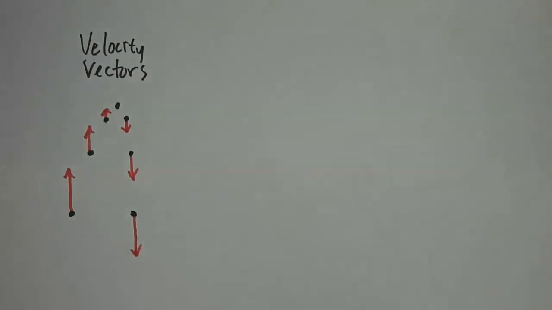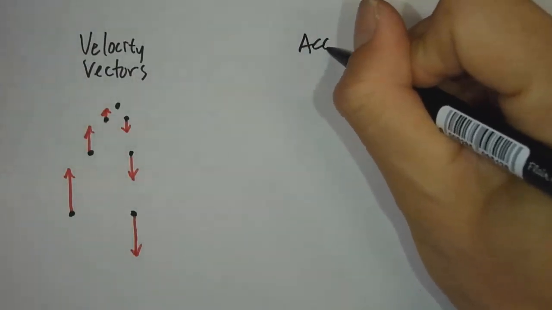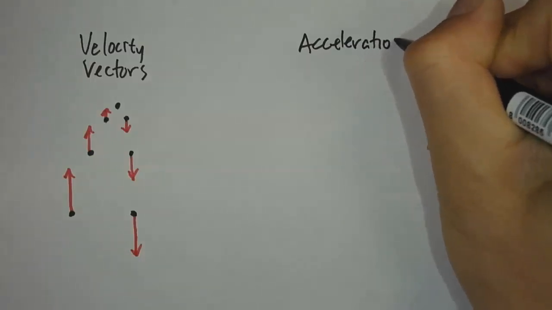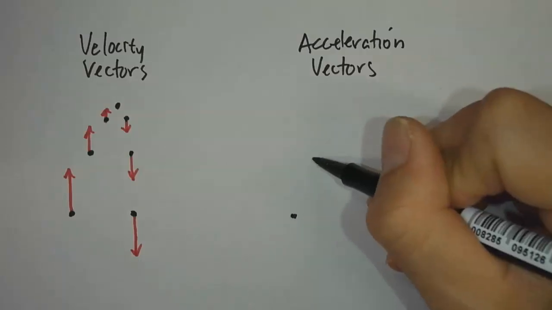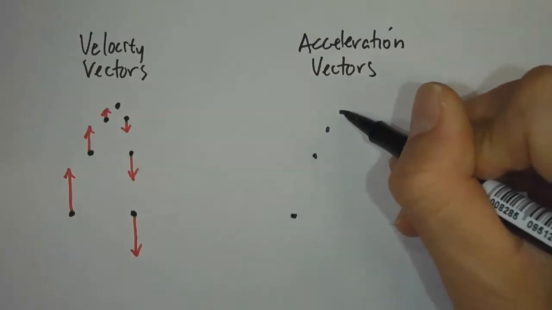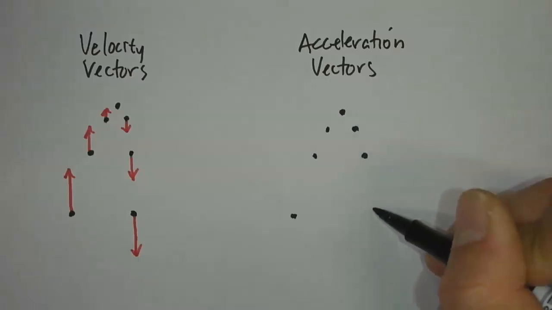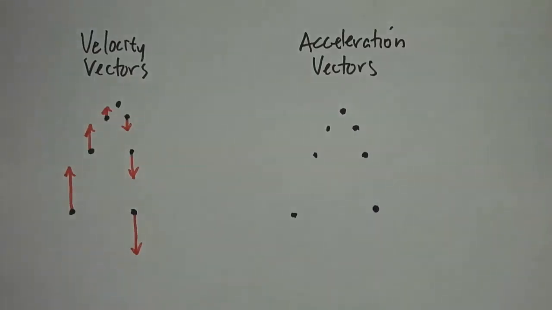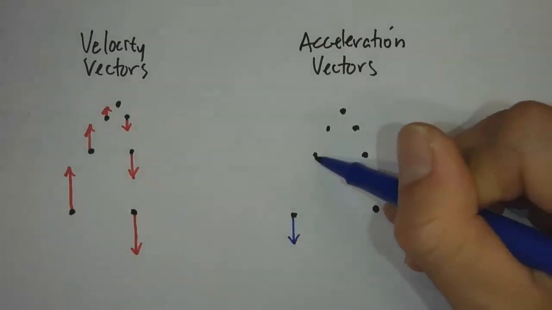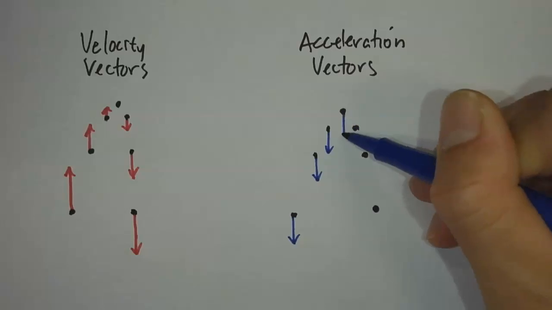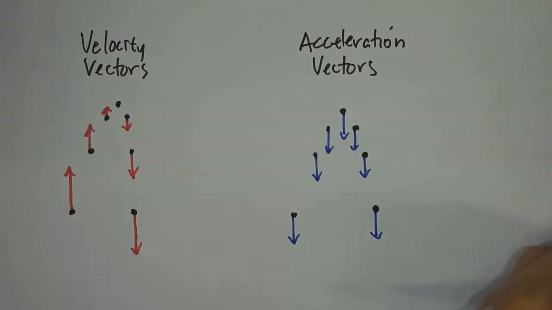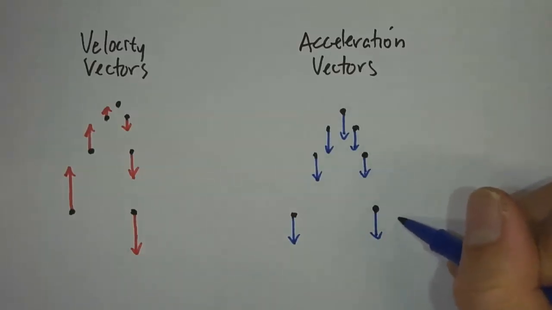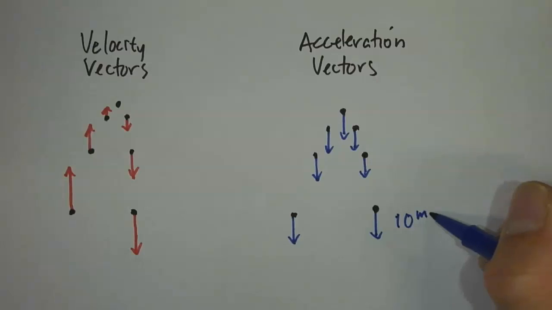Now let's take a look at the acceleration vectors. I'm going to draw my motion map of this object again. And now notice that the acceleration is constant, always down. It's always going to be down. What is the acceleration? What is the number for each of these? You probably could have guessed it. It's going to be 10 meters per second squared.